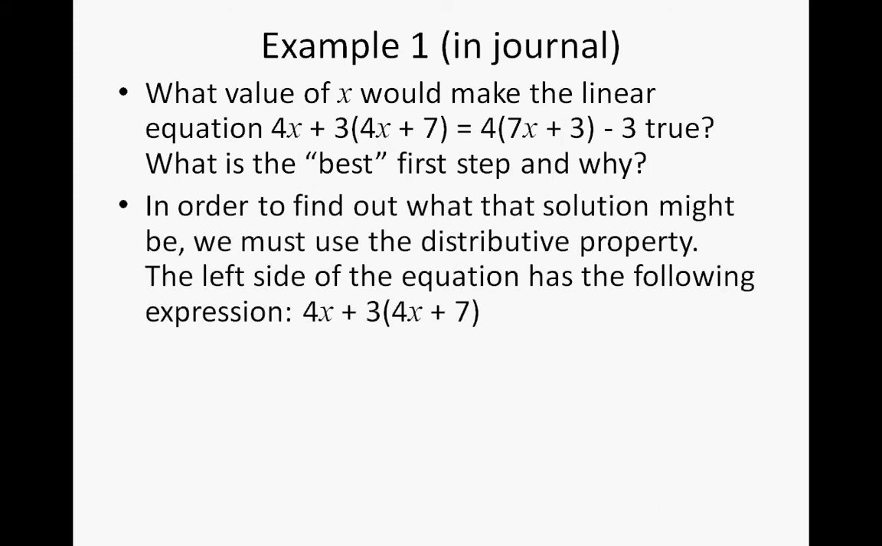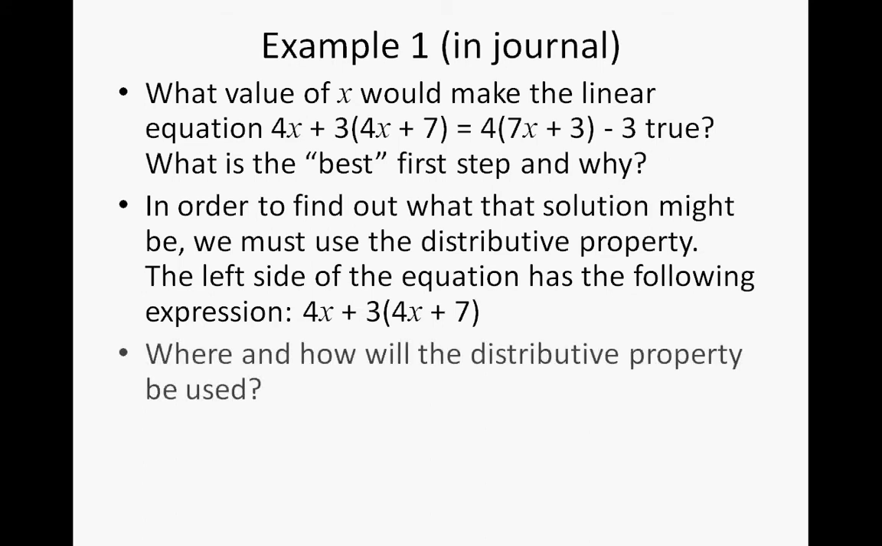Well, in order to find out what the solution might be, we must use the distributive property. The left side of the equation has the following expression. Notice how, because these are a little bit long, we are going to separate these into left side and right side. So starting with the left side, 4x plus 3 times the quantity of 4x plus 7. Where will we use the distributive property on this?